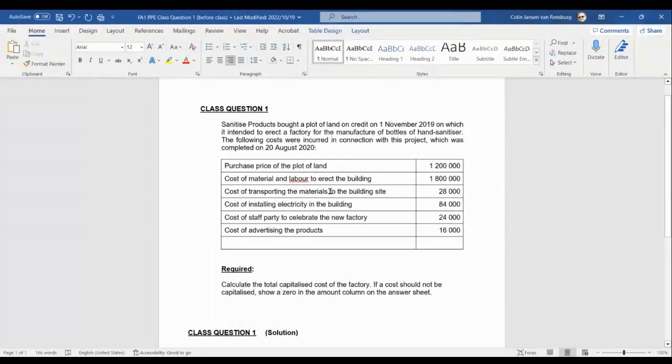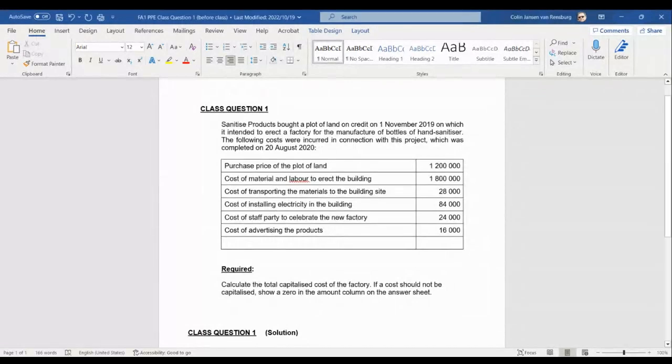So here we've got the cost of transporting the materials to the building site. So our first question is, is it a necessary cost? Or can we do without it? Is it a cost that has been necessarily incurred? Or could we have done without that cost? Again, yes, yes, yes. Thank you all. Now we've got multiple answers there. Yes, it is a necessary cost.